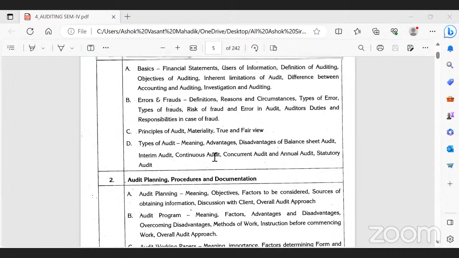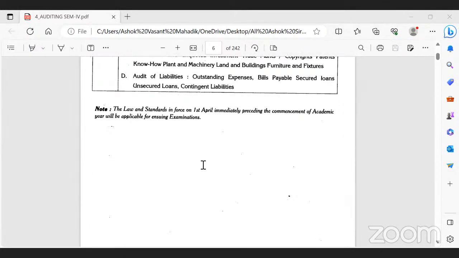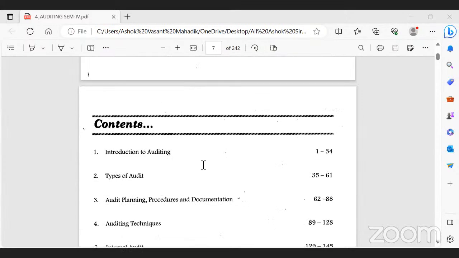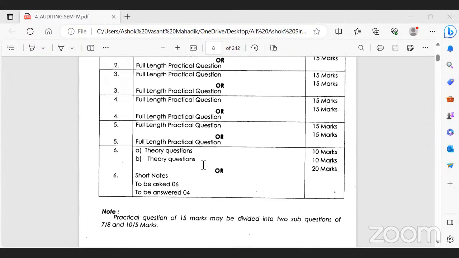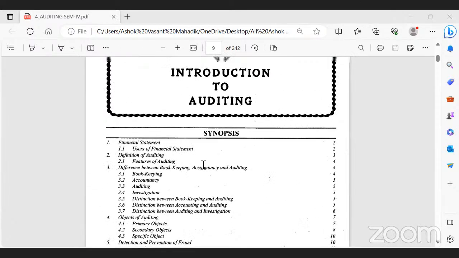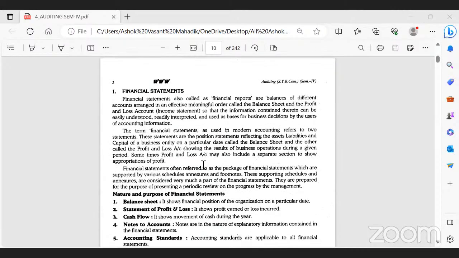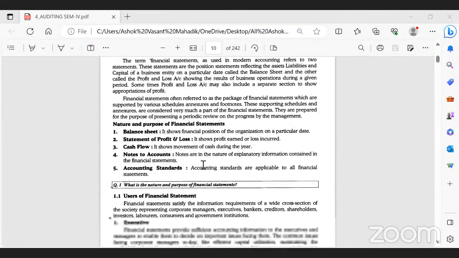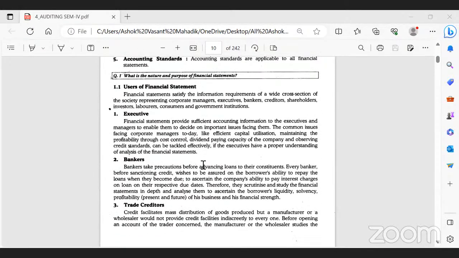Now let us go through the syllabus. I'll be discussing some important questions. So let us start with the chapter number 1, Introduction to auditing. This is very important chapter. This is important question.